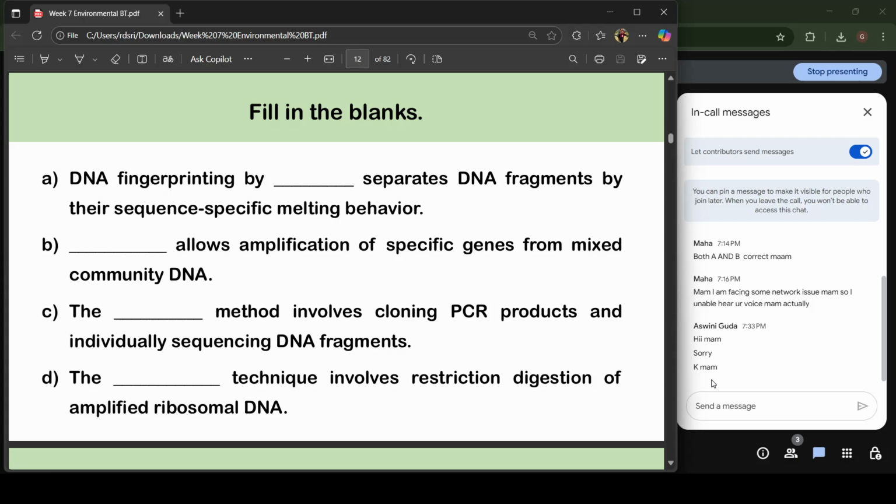So I was discussing DNA fingerprinting. DNA fingerprinting is essentially a technique in which we isolate the organism, extract the DNA, and generally go for amplification, and then we go for fragment separation, and based on the pattern of fragment separation we create a fingerprint for the organism. Okay, yeah, both the answers are right.